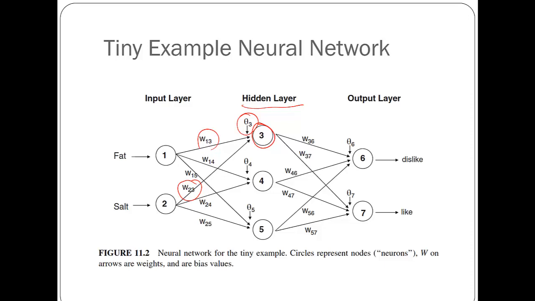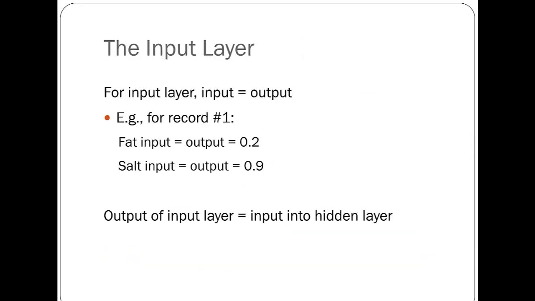The weights for node number 4, the contribution for node number 4 would be W14 and W24. And the idea here is you take the value of fat, whatever that number is, multiply it by W14, add to that the value of salt, multiply by W24, and then add theta 4 to that, and then operate that input through a function. So let's look at that in a little bit more detail.